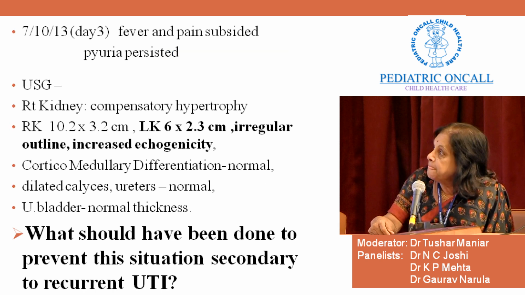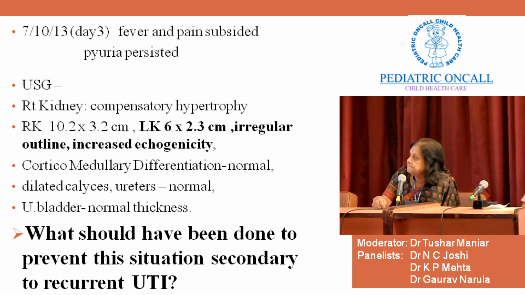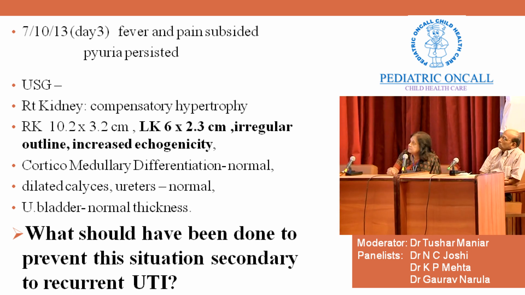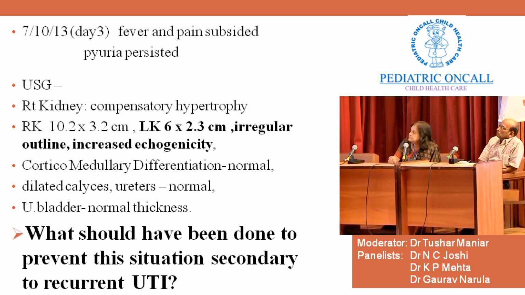So continuing with our case, child was started on cefixime as I mentioned earlier. By day 3, fever and pain had subsided, but pyuria had persisted. We had an ultrasound done which showed a right kidney having compensatory hypertrophy. Left kidney had irregular outline and increased echogenicity. Corticomedullary differentiation was normal. Calyces were slightly dilated, ureters were normal, and bladder showed normal thickness. I want to ask you, ma'am, what you already highlighted, but how we could have prevented this problem altogether?